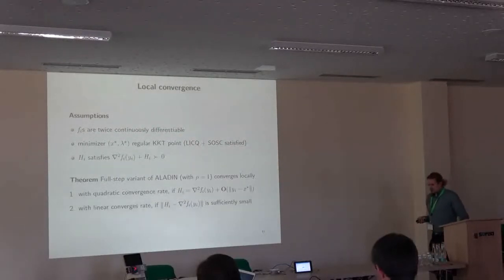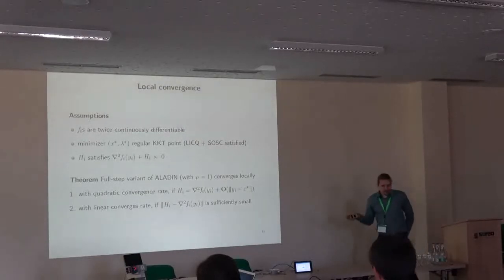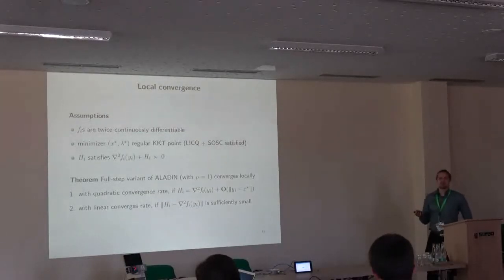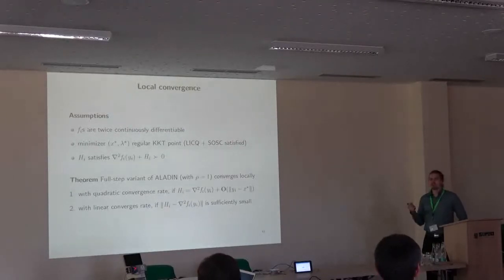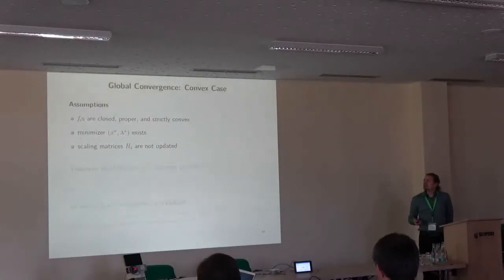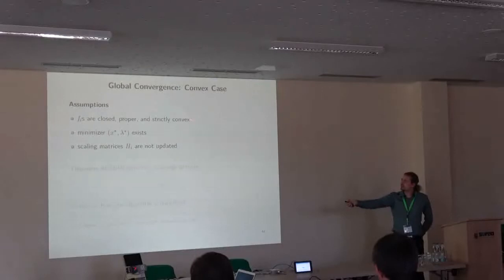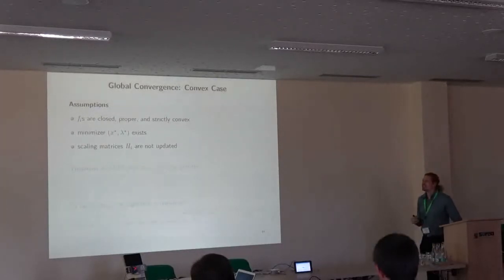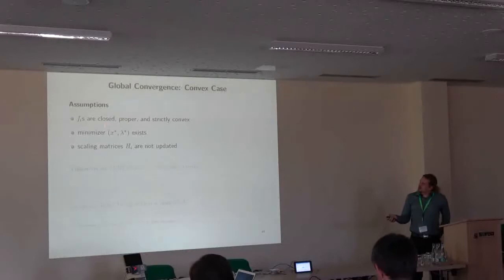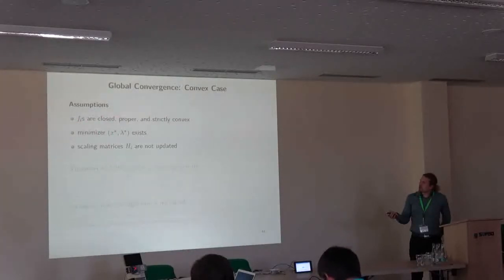Now, of course, we could go back and ask what we can say about global convergence. This only says something about the convergence rate and the scaling properties of Aladin. So let us go back and remove the assumption that the function fi is twice continuously differentiable. Here I'm going to assume about the fi simply the same assumption as in the ADMM case: they are closed, proper, and strictly convex. So what can we say in this case? These assumptions are great, except that the fi need to be strictly convex.